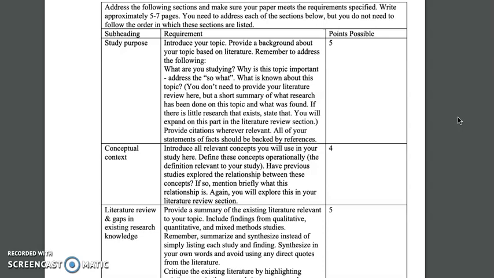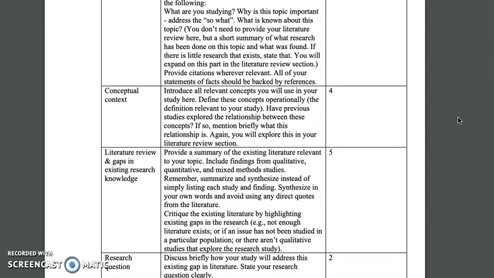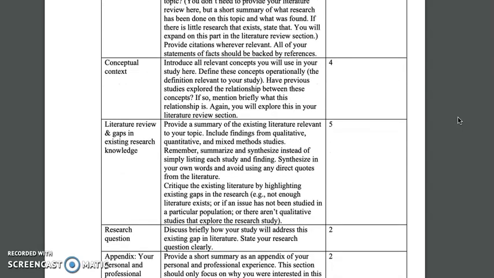So after the study purpose section, you will talk about the conceptual context. Here is where you introduce the key concepts related to your study, and you define the concepts operationally in terms of what it means, right? So for example, if your study looks at positive mental health among graduate students, you are defining what you mean when you say positive mental health, right? If your study focuses on burnout, then define what burnout means.